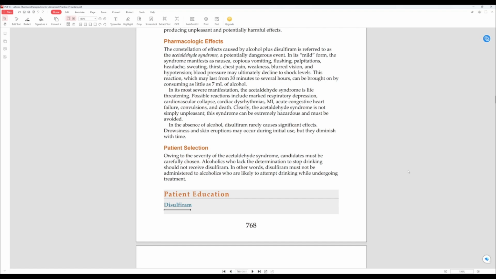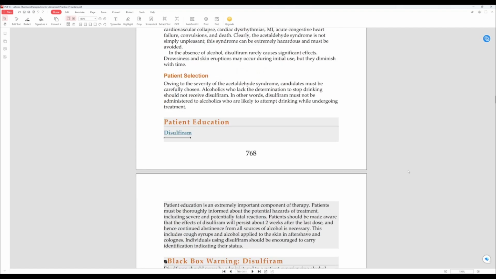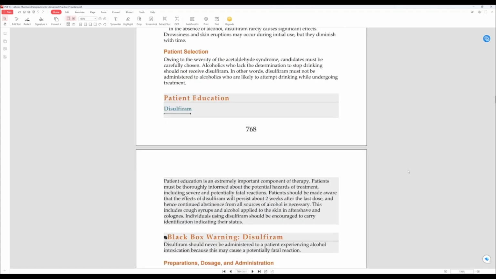In the absence of alcohol, disulfiram rarely causes significant effects whatsoever. Drowsiness and skin eruptions may occur during the initial use, but even those diminish over time. Patient selection: owing to the severity of acetaldehyde syndrome, candidates must be carefully chosen. Alcoholics who lack the determination to stop drinking should not receive disulfiram. In other words, disulfiram must not be administered to an alcoholic who is likely to attempt drinking while undergoing treatment.